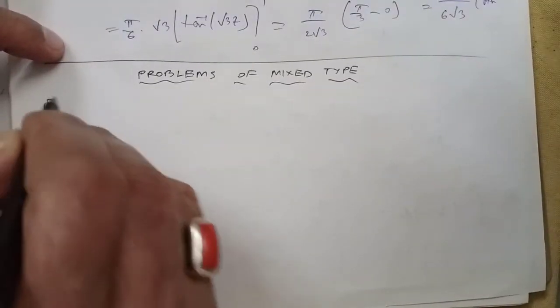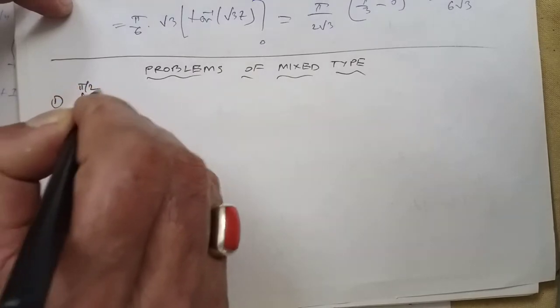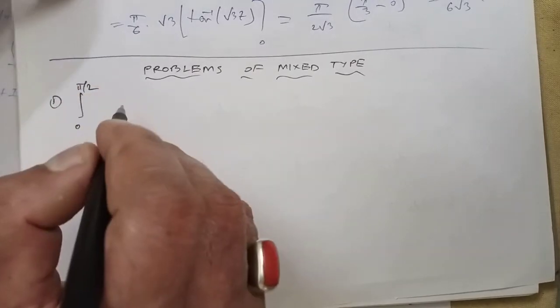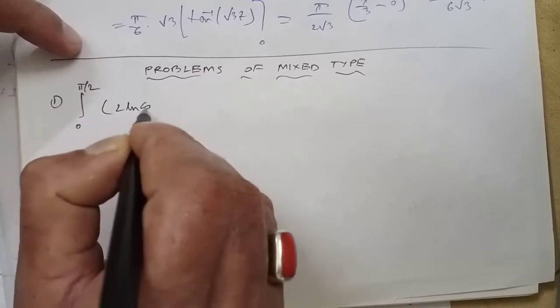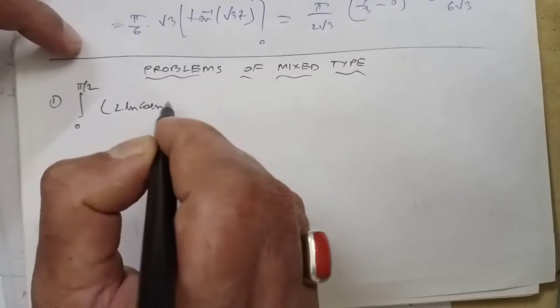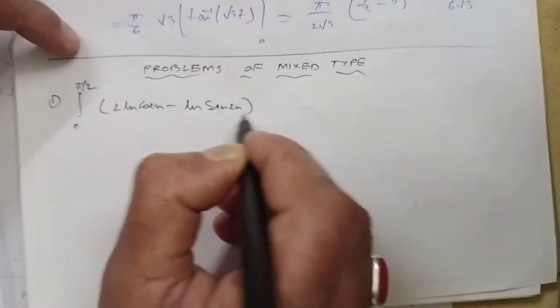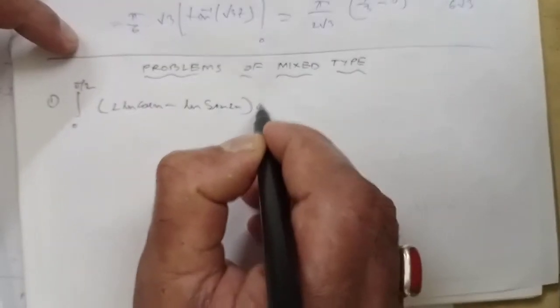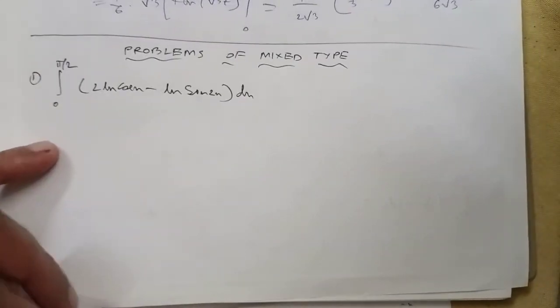our first problem, integration 0 to pi by 2 ln of cos x minus ln sin 2x dx. Let us first simplify it.